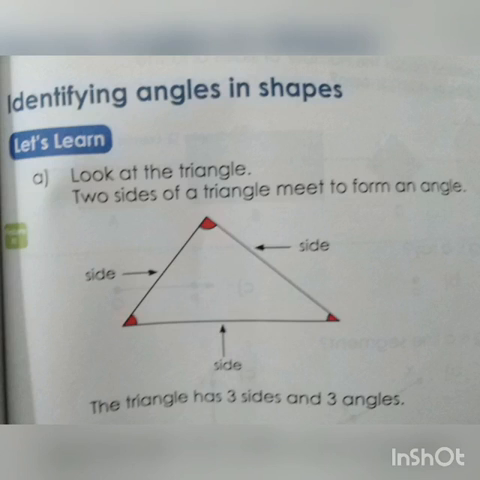Next topic is identifying angles in shapes. Look at the triangle. Two sides of a triangle meet to form an angle. Here, how many sides are there? Three sides. So, we get three angles. If the shape has 3 sides, then we will get 3 angles. If the shape has 4 sides, then we will get 4 angles. If we have 2 sides, then the angle formed is only 1.